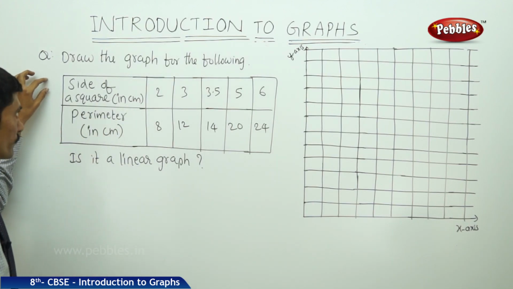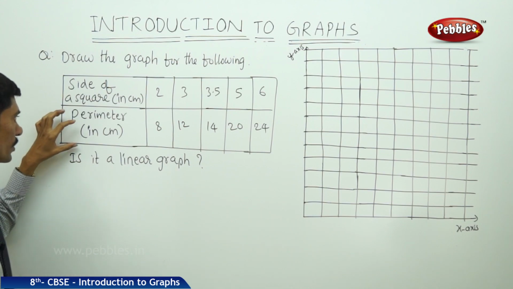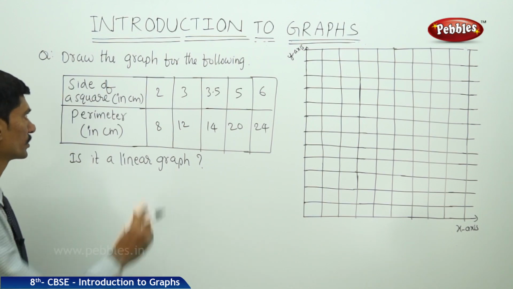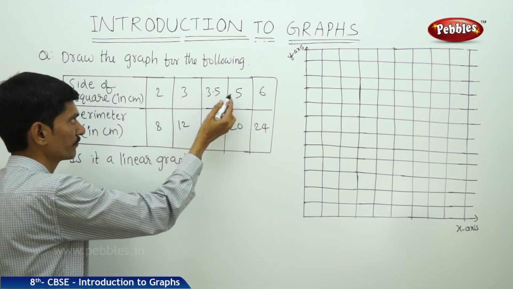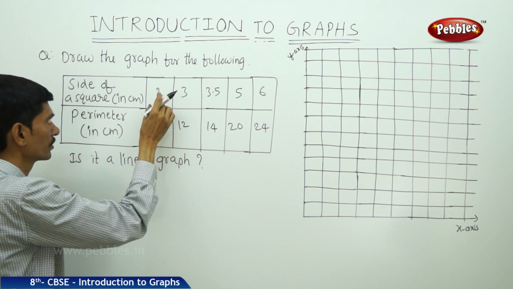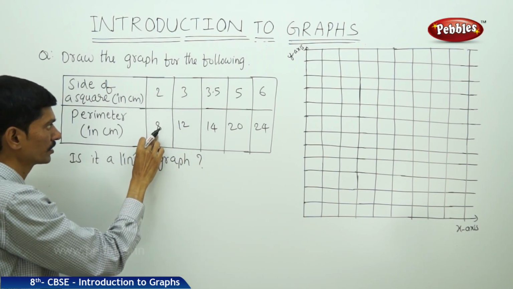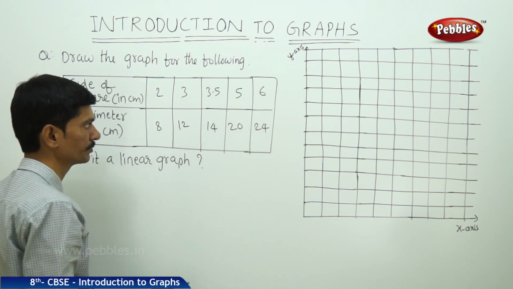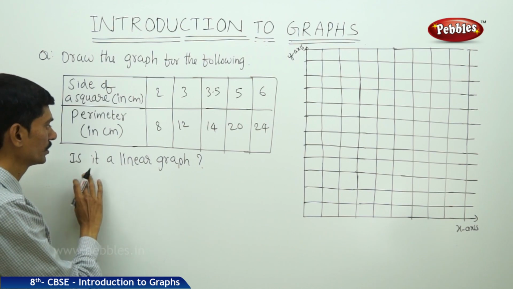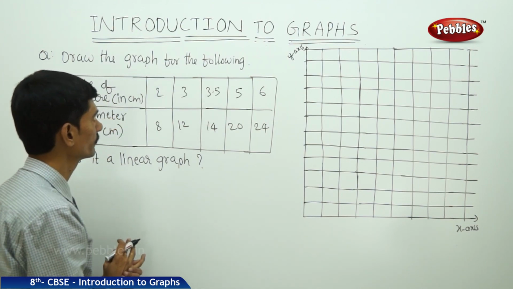Draw the graph for the following: side of a square in centimeters and perimeter of the square also in centimeters. Now the sides are given as 2 centimeters, 3 centimeters, 3.5, 5 and 6 centimeters, and the perimeters of the square in each case are 8 centimeters, 12 centimeters, 14 centimeters, 20 centimeters and 24 centimeters. Now we have to find whether it is a linear graph. So first let us draw the graph of the given table.